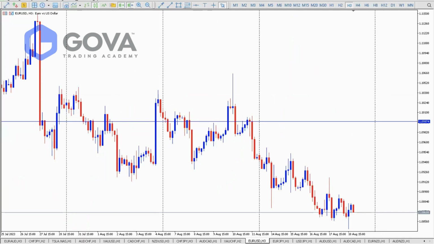Now, on the H3 time frame, this is what I can see. You can see where current price is right now. You can clearly see that market has not closed yet. This is the period separator. So market is still currently on this candle here.